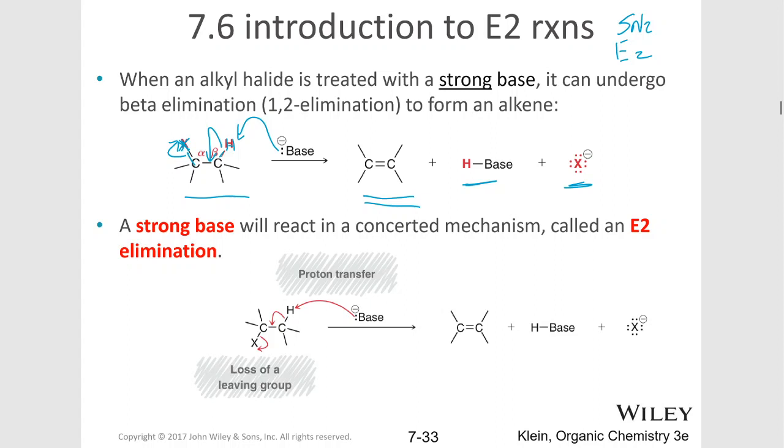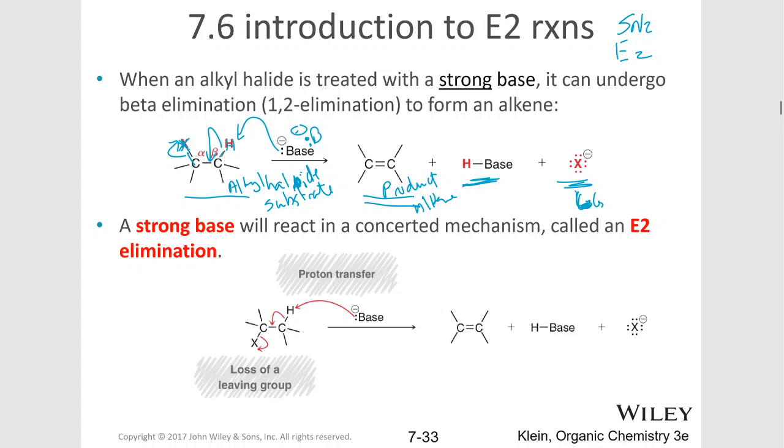So let's identify our players again here. We've got our alkyl halide or substrate. We've got our base, which is often abbreviated just as B with two dots and a minus. And that's going to be a pretty strong base for this to work. And then we form our product, which is an alkene. We get the conjugate acid of the base and the leaving group.